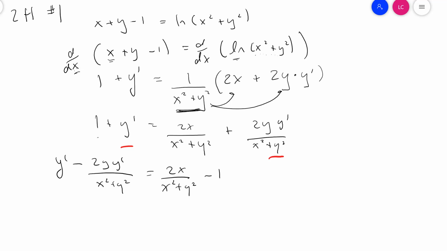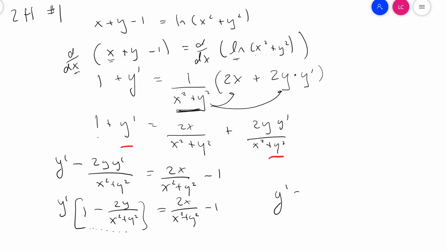All right, so now I'm going to factor out y prime. So I have 1, and then this nice big ugly fraction. And then the last step will be to divide through by this. So y prime will be 2x over x squared plus y squared, minus 1, over 1 minus 2y over x squared plus y squared. Let's make sure that's what I got.